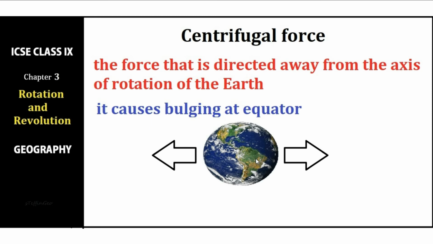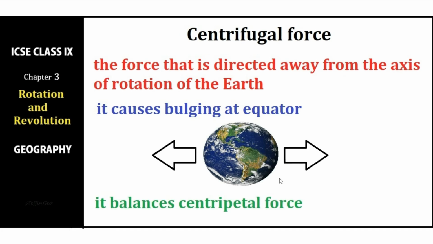Now it causes the bulging of equator. Because of the rotation of the earth we have centrifugal force, and due to centrifugal force the earth's equatorial region is slightly bulged outward and the polar region is slightly flattened. That is why the shape of the earth is not exactly spherical, and this shape is called the oblate spheroid shape. Now another important thing is the centrifugal force balances the centripetal force. There is another force which is again generated due to the rotation, the movement of the earth. So the centrifugal force balances the centripetal force.